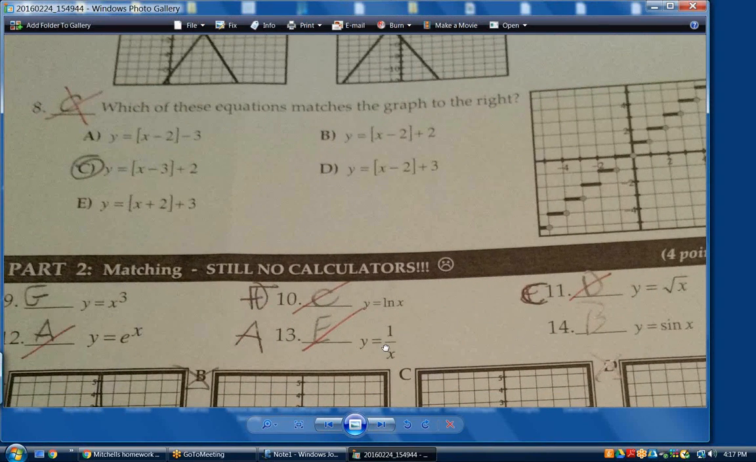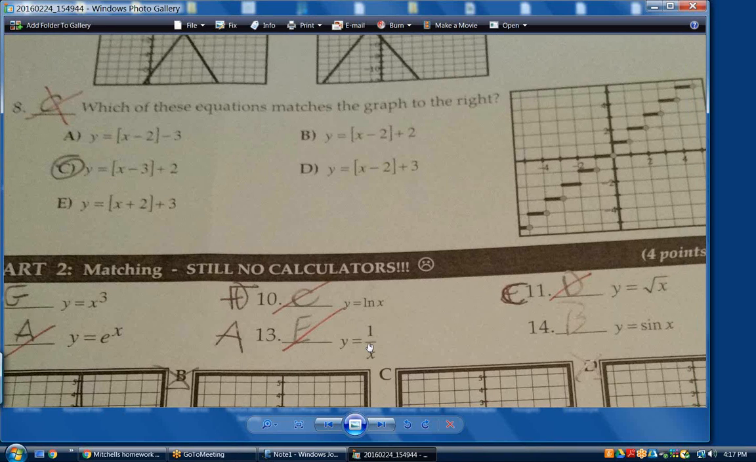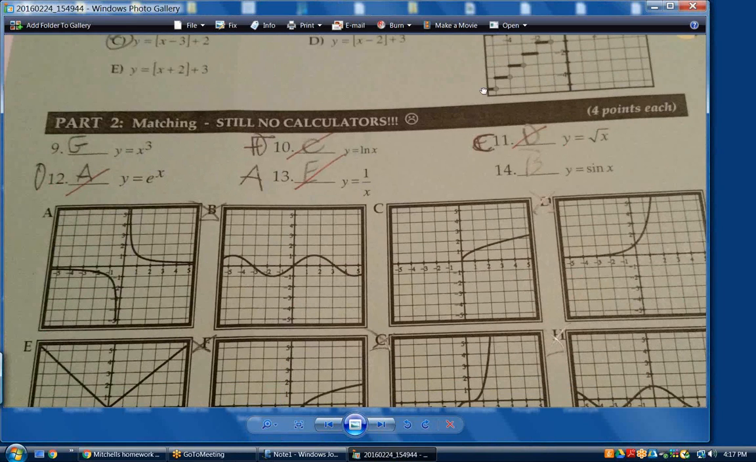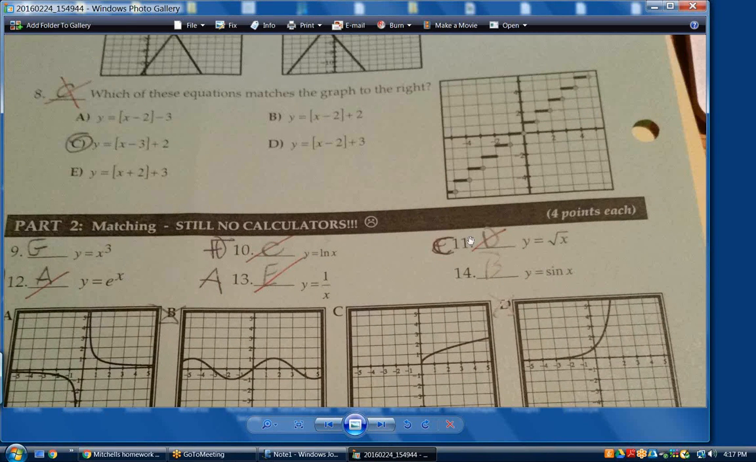Number 8. Yeah, I don't really understand how to write these graphs as it is, so trying to find it. Okay, these are a little tricky. First of all, what is that function? What is it typically called?